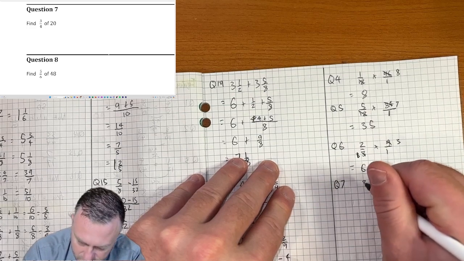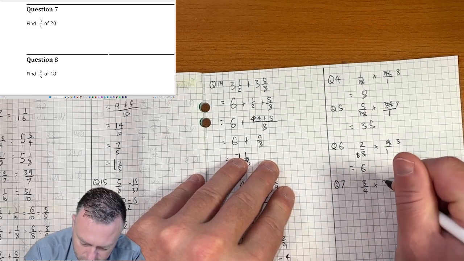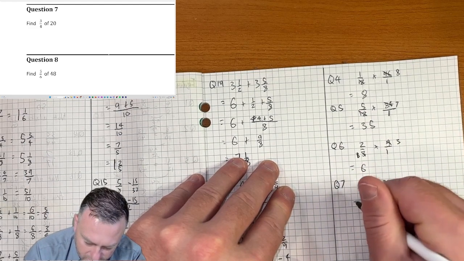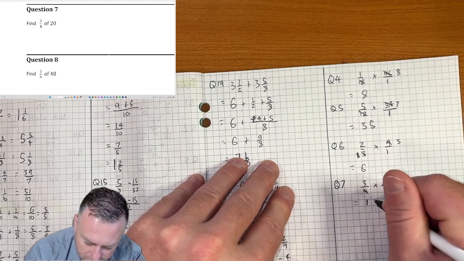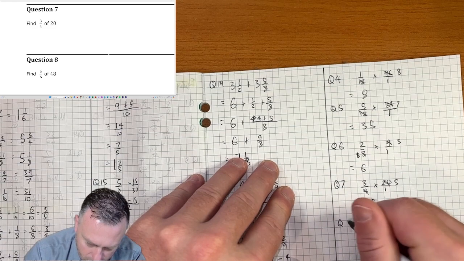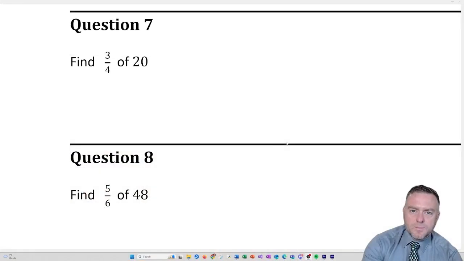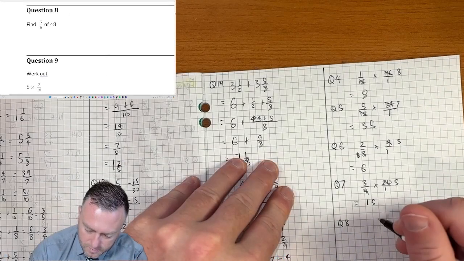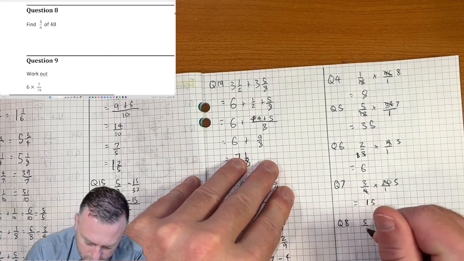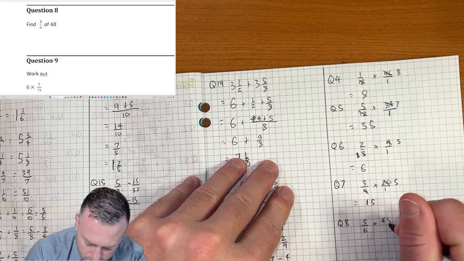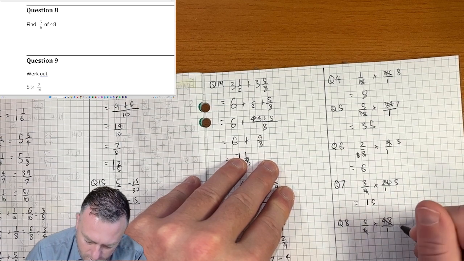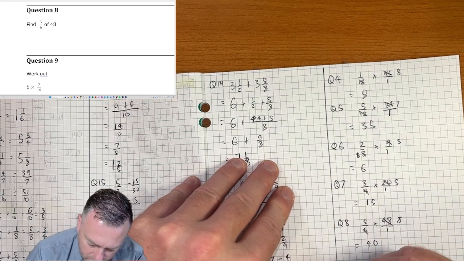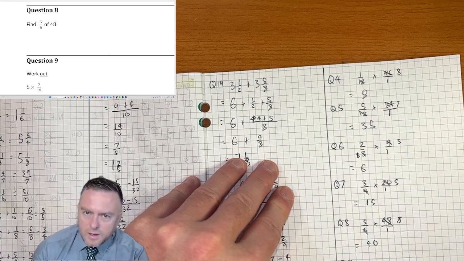Question 7. Gives us 5. And then 3 times 5 gives you 15. Question 8. 5/6 of 48. Gives you 8, which then gives you 40.